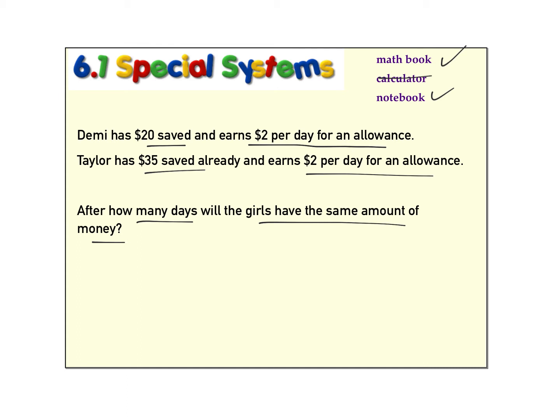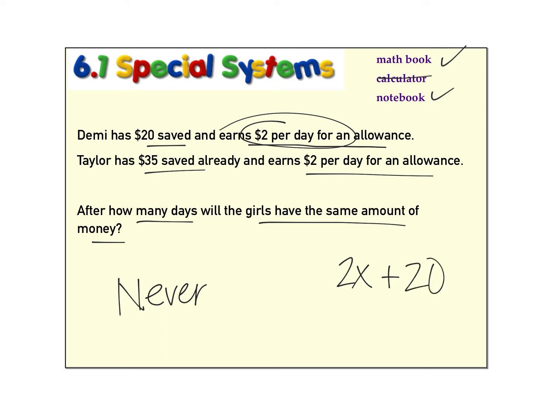All right, so hopefully you said that they will never have the same amount of money because they're each earning $2 per day. So if I was going to write an equation for Demi, she's earning $2 per day, plus she has that 20 already. Taylor, she's also earning $2 a day, but she started with 35.